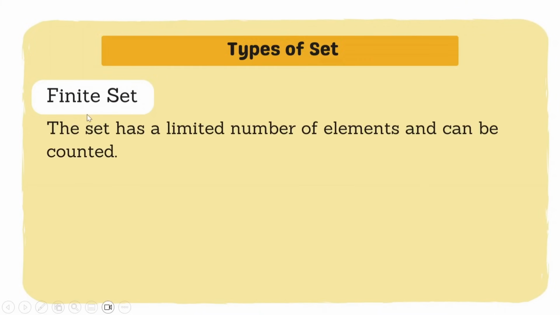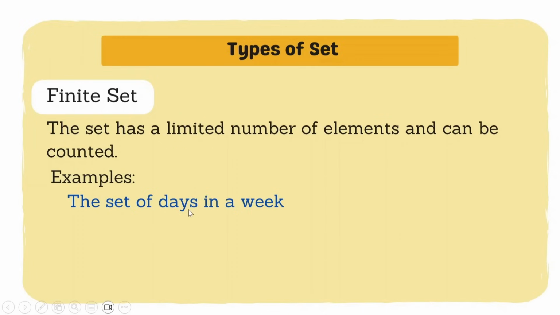First one, the finite set. The set has a limited number of elements and can be counted. Pwede pong bilangin yung number of elements. Halimbawa, we have here the set of days in a week. Okay, bakit po siya tinawag na finite? Meron pong hangganan. Pwede nating bilangin. Ilan ba yung araw sa isang linggo? There are only 7 days. We have Sunday, Monday, Tuesday, Wednesday, Thursday, Friday, and Saturday. So, ilan po lahat? There are only 7 days in a week. Kaya siya tinawag na finite.